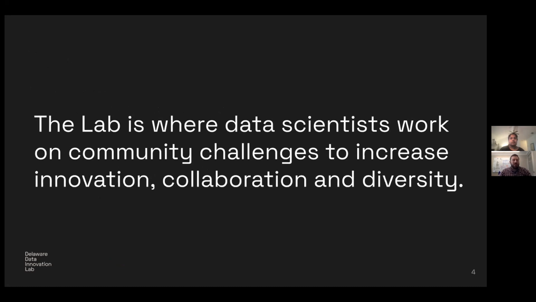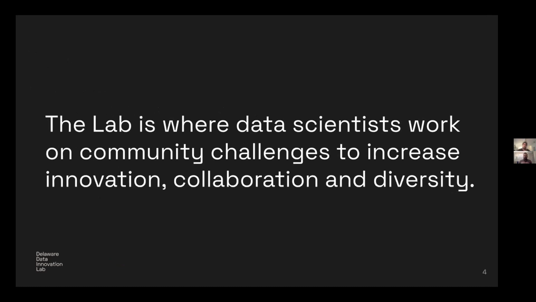So the lab is a 501c6 organization built in November. And our goal is to bring together data scientists, analysts, technologists, engineers, who can work on community challenges with the goal of increasing innovation into community collaboration, and ultimately highlight diversity in the work as well.